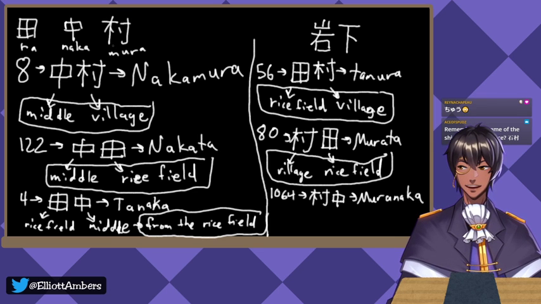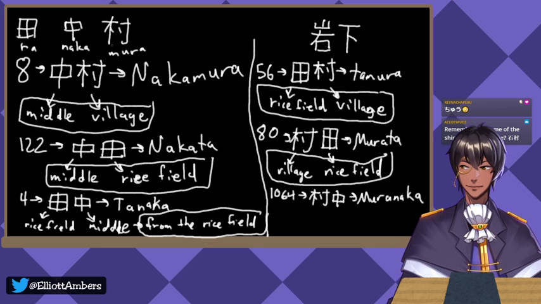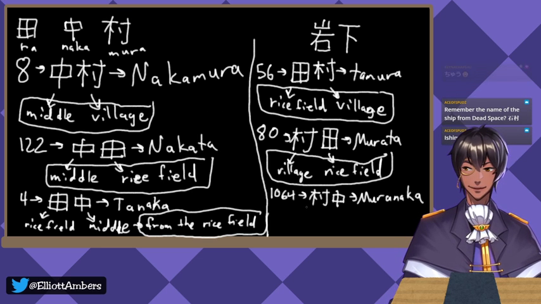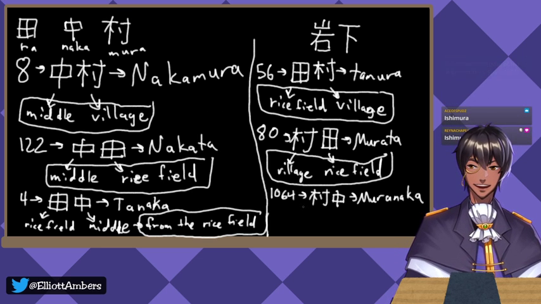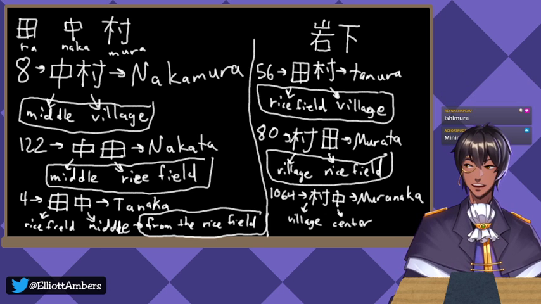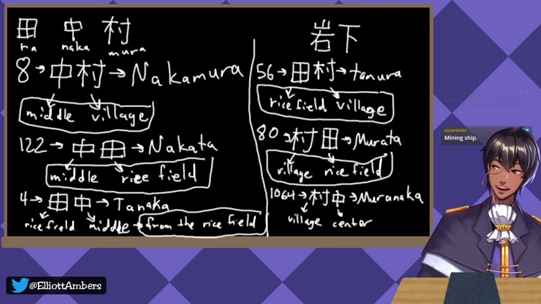Dead Space. Oh, would that be Sekimura or Ishimura? I think Ishimura is what that would be. I've never played Dead Space though. And Muranaka? Oh, Ishimura, okay. Yeah, that's what I thought. So this would be village center. Oh yeah. So a mining ship, yeah. So essentially Stone Village. That makes sense for a mining ship.